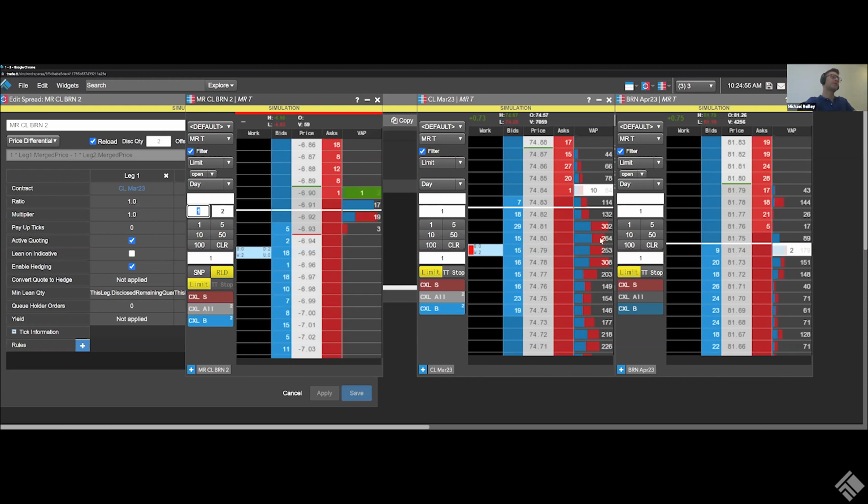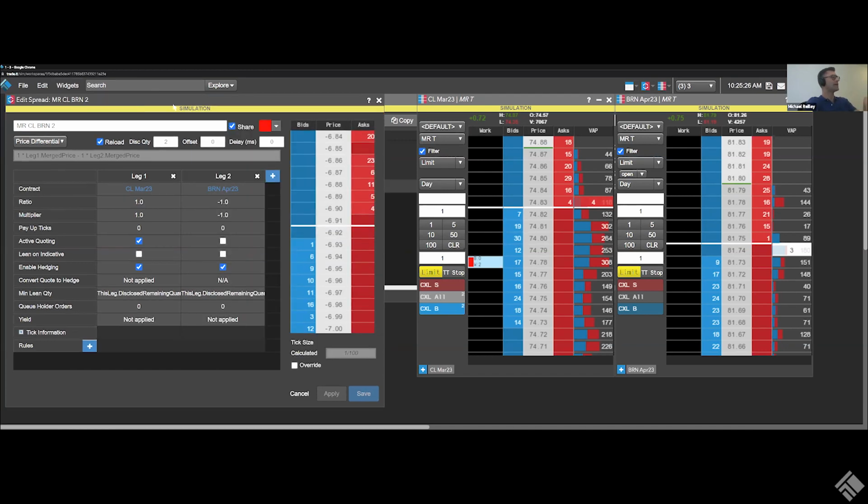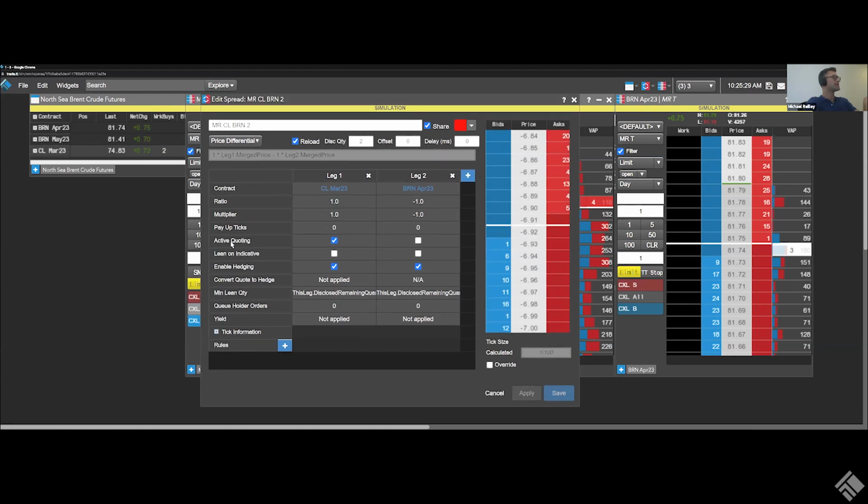Okay, so Autospreader is putting this order in based on where it can find liquidity in the Brent April 23 contract. All right, so Autospreader will continue to watch where the liquidity is based on how we define this spread, and it will requote this quote order based on that liquidity. Now, you'll notice that there's only a single quote order in the CL contract. If we go back to our spread that we configured, that is as expected, given our active quoting is disabled for the Brent 23 contract.